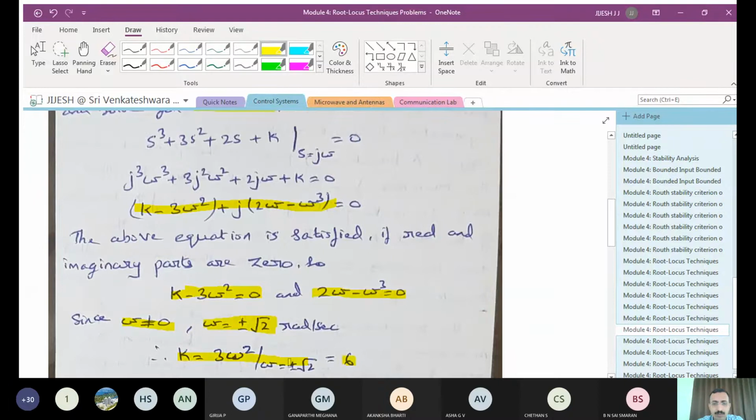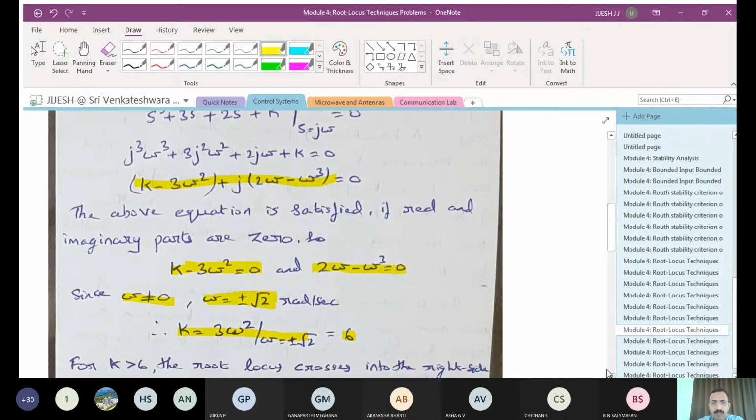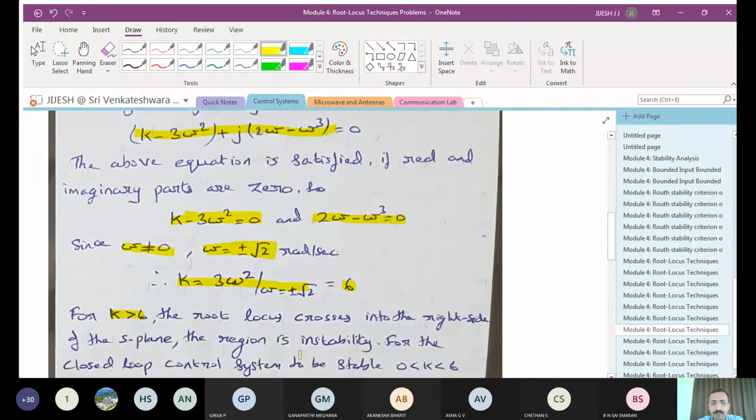So the value of omega is plus or minus root 2, and k is equal to 3 omega square. These are all very simple substitutions. So we got the value of k. What you find here is k is equal to 6. So what you can say is for k greater than 6, the root locus crosses into the right side of the S-plane.